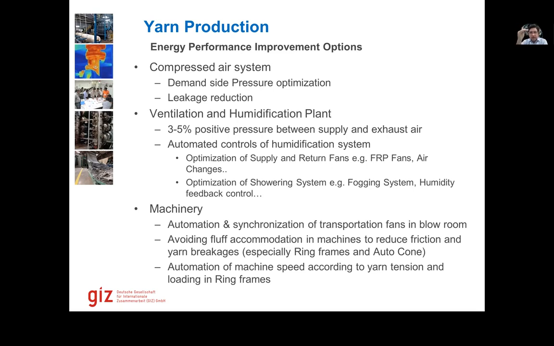Then avoiding fluff accumulation. Very tiny cotton fluff accumulates inside the machines. Then it increases friction, especially in the ring frames and auto cones. When there is too much fluff inside, it increases friction so much that the yarn breaks. And yarn breakage is very, very dangerous for spinning mills actually. So they try to control the yarn breakage. And also automating the machine speed according to yarn tension.